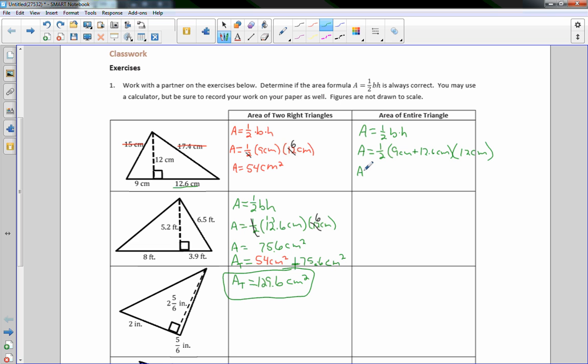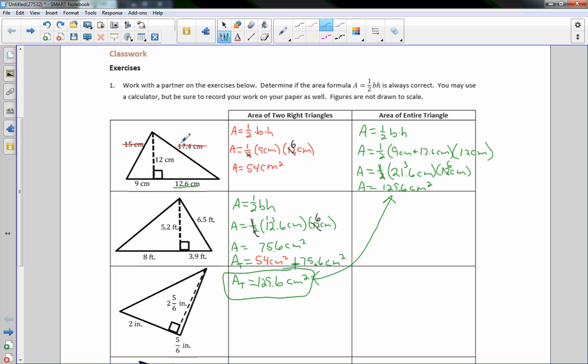Okay, so area equals 1/2 times 9 plus 12.6, which is 21.6 centimeters, times 12 centimeters. So the 1/2 and the 12 will reduce to 6, and my area equals 6 times 21.6. 6 times 1 is 6, plus 3 is 9, and 6 times 2 is 12. So I got 129.6 centimeters squared, and as you can see, it is the same either way we do it.